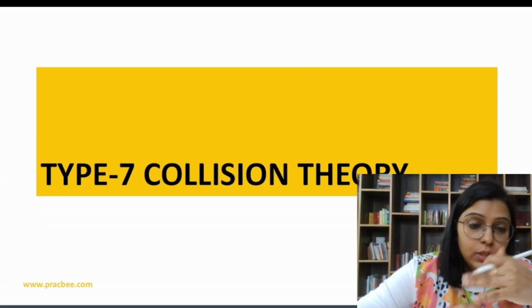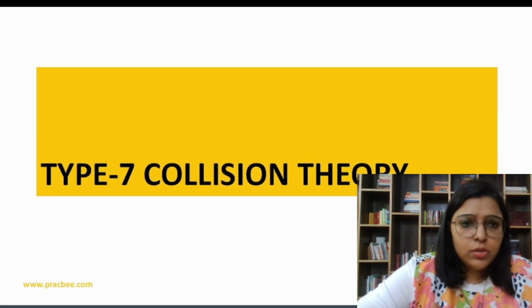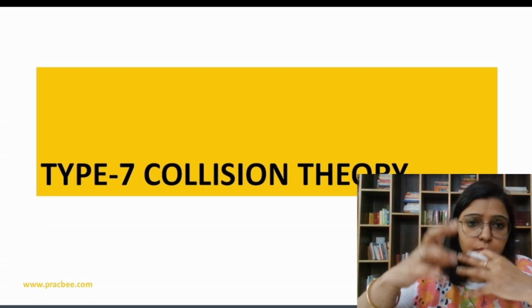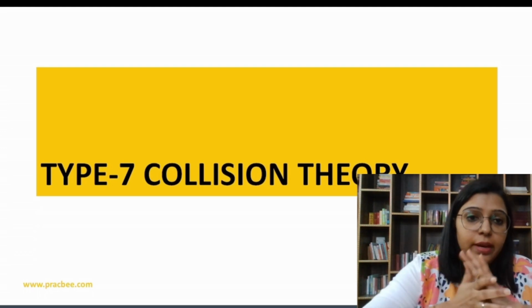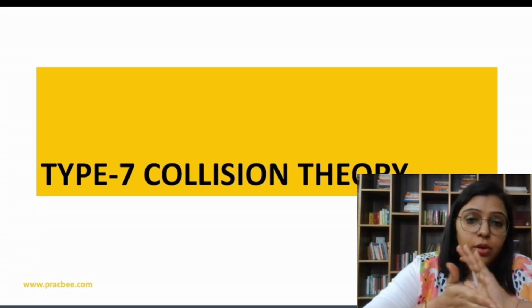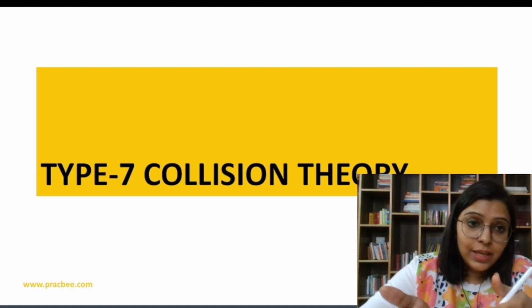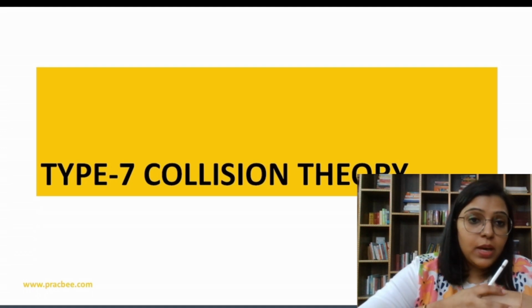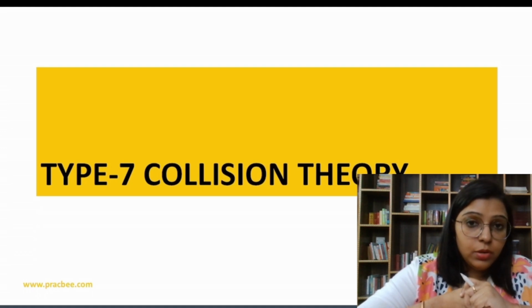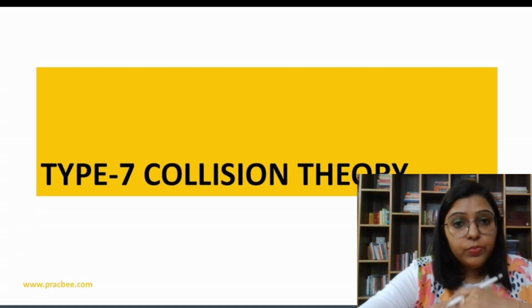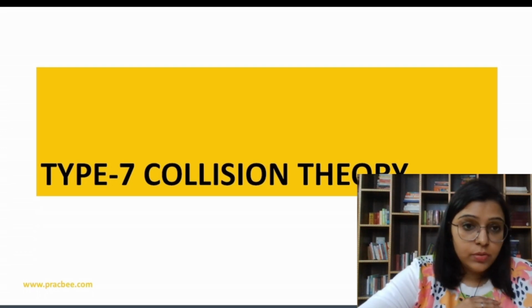Now we are moving to the next problem type, which is related to the collision theory. In the collision theory, what happens is we have some reactant molecules, they collide with each other, and when they collide with each other, we have two barriers. One is the energy barrier and second is the orientation barrier. Those molecules which can pass the energy barrier and the orientation barrier are converted into the product. On the basis of that, we are going to do some questions.